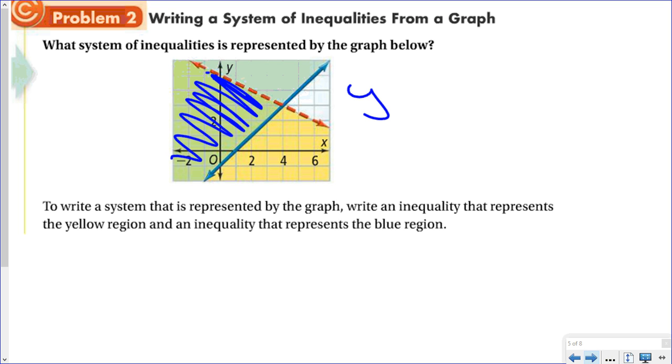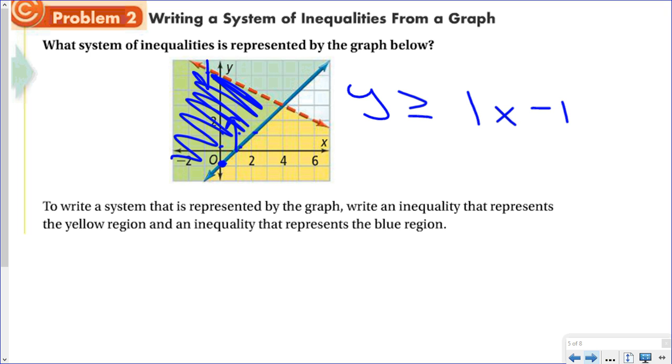Okay, so I'm looking at the blue line right now. Since it's shaded above the blue line, I know it's greater than or equal to because it's a solid line. My b value is down here at negative 1, so I got negative 1 for my b value. And my slope, you just count rise over run. Up 2 over 2, or you can just go up 1 over 1. Either way, it's 1x.